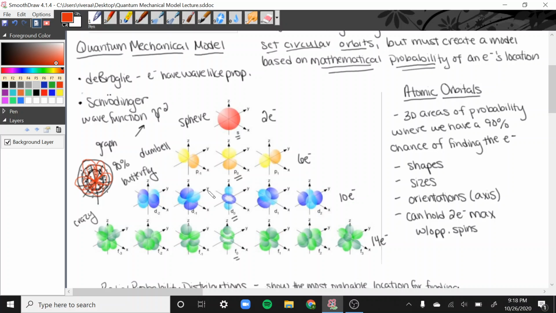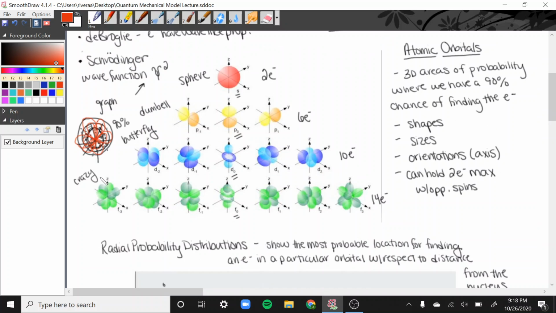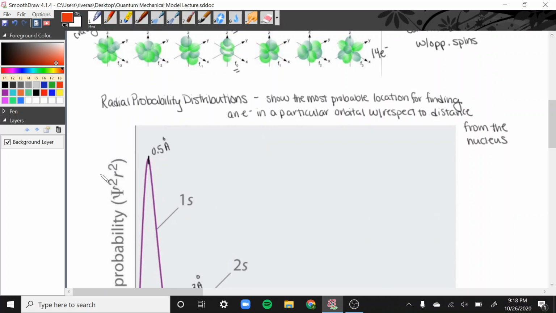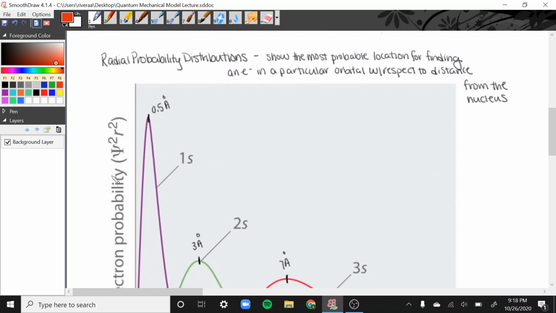And that is taking a more detailed look at all of those dots I was drawing, all of those possible locations, or probabilities, I should say, of finding an electron in a particular location. One of the ways in which we do that is by looking at something called radial probability distributions. Now this sounds all big and scary, but it's really not. Radial probability distributions are just graphs that show us the most probable location of finding an electron with respect to distance from the nucleus.